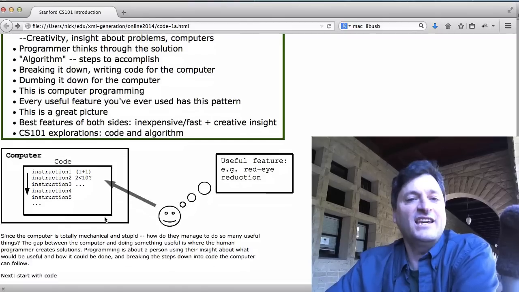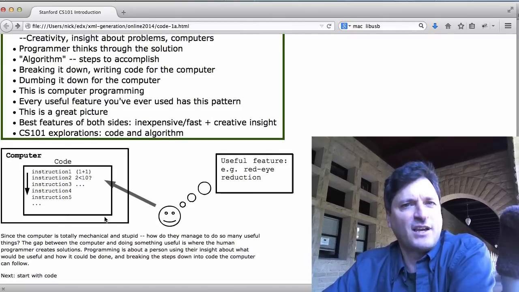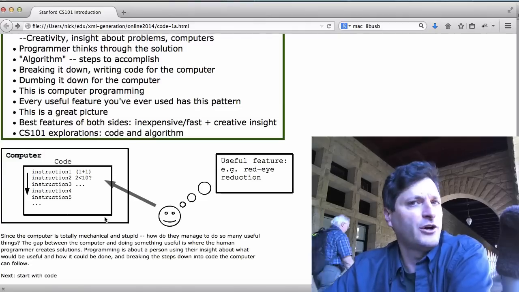So in the next section, what I want to do is look a little more closely at code and get to a point where you can start playing with code.